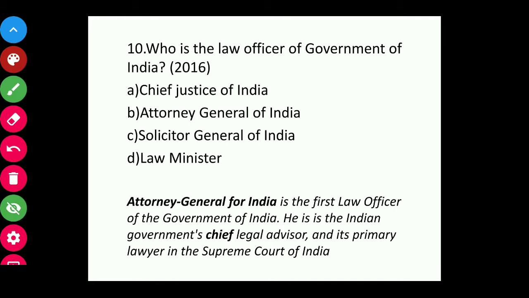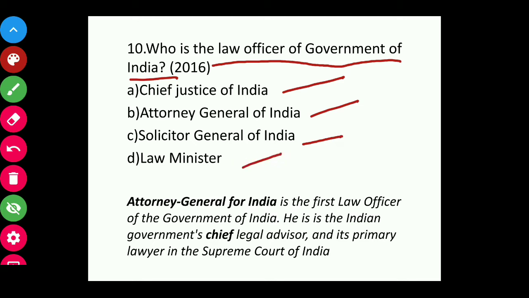Number 10. Who is the law officer of Government of India? A. Chief Justice of India. B. Attorney General of India. C. Solicitor General of India. D. Law Minister of India. So the answer is number B, Attorney General of India.